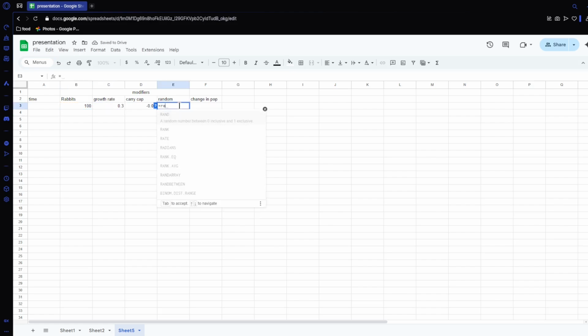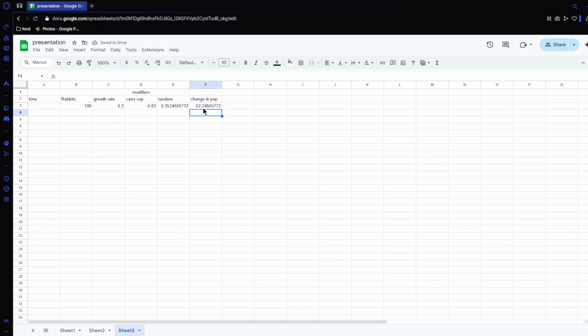Now, random. Google Sheets has a rand function, which generates a random number. So if I copy and paste over and over, I keep getting a random value between 0 and 1. But I want this to be plus or minus. So let me just subtract a random number from a positive random number. Now, if I copy and paste randomly, we can see it cycling through some random positive and negative numbers, which is exactly what we want. So now we can take a look at our change in population, equal sign, rabbits, our current population, times the sum of all of our modifiers.